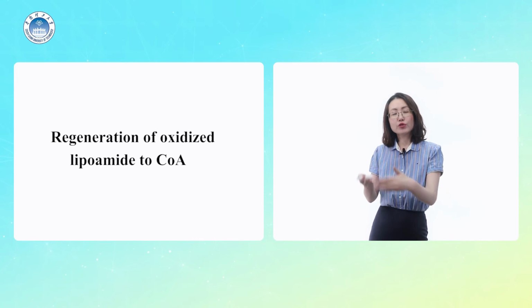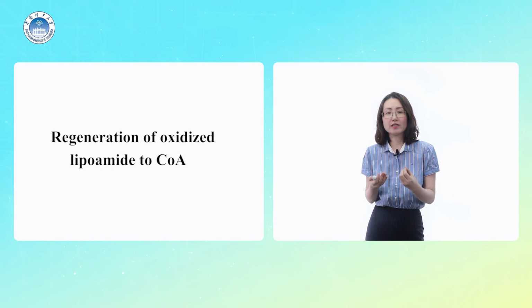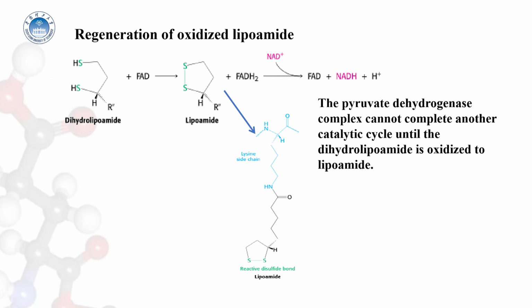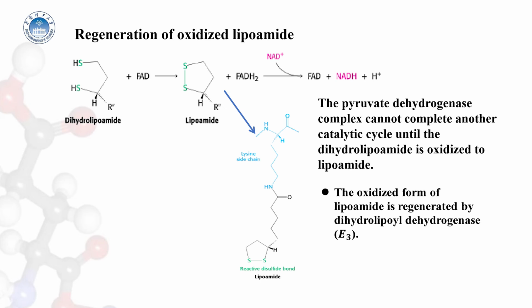And then let's go to the regeneration of oxidized lipoamide. This step is important because the pyruvate dehydrogenase complex cannot complete another catalytic cycle until the dihydrolipoamide is oxidized to lipoamide. In this step, the oxidized form of lipoamide is regenerated by dihydrolipoyl dehydrogenase, E3. Two electrons are transferred to an FAD prosthetic group of the enzyme and then to NAD+.